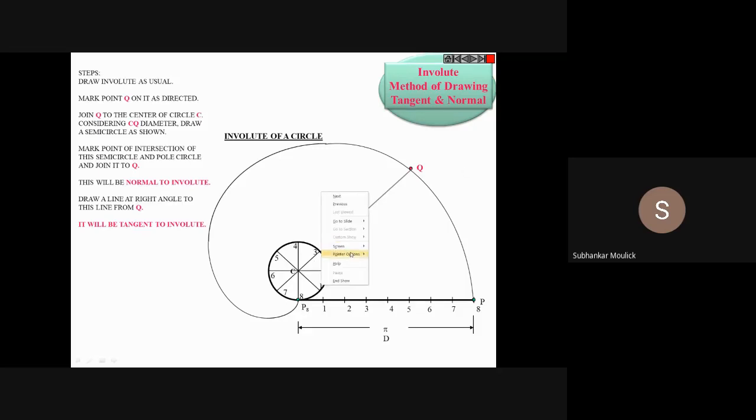If I assume that this point, say O, is the midpoint of line CQ, then OQ or OC is what? OQ or OC is nothing but the radius of that circle. Yes or no? OQ or OC is nothing but the radius of the circle whose diameter is CQ.